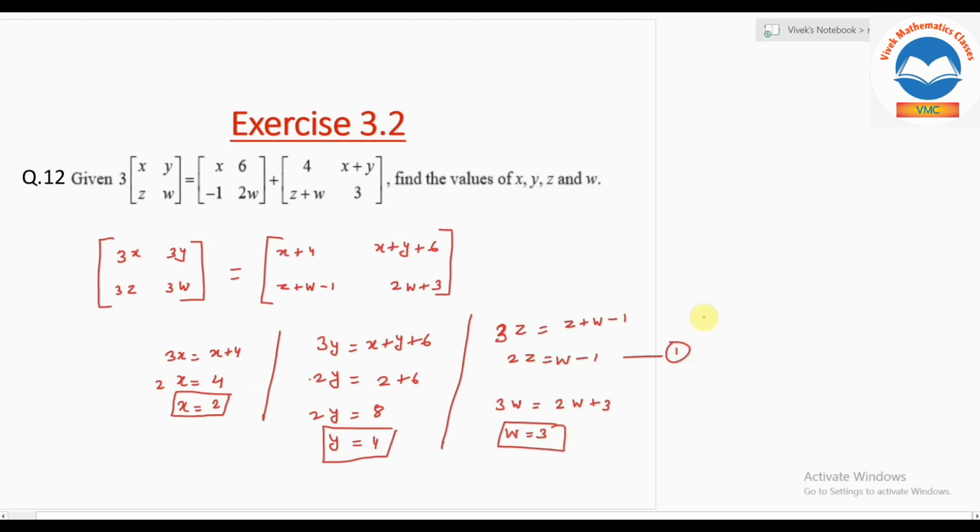So what will we do? We will substitute this w value in equation number 1, so we will get the z value. 2z will be equal to w minus 1, so 3 minus 1. So 2z will be 2, and what about z? z will be 2 by 2, which means 1. The z value we are getting is 1. So we got all the values, all the 4 values.